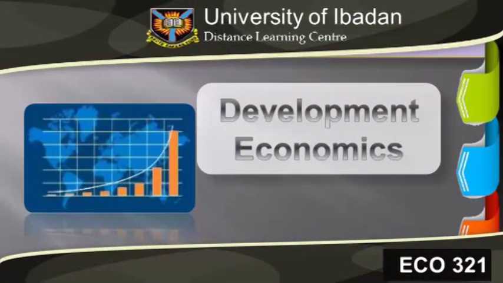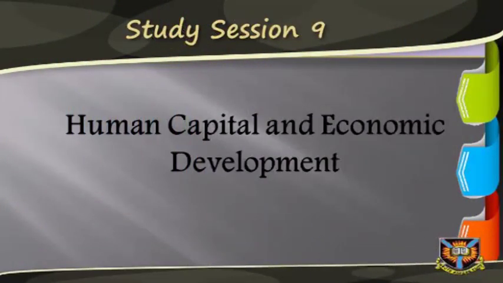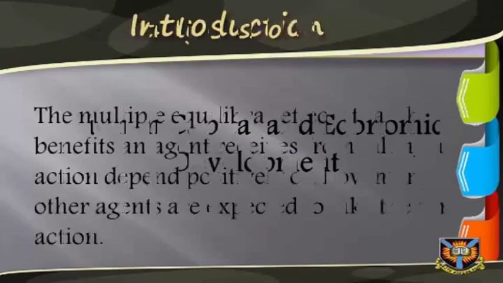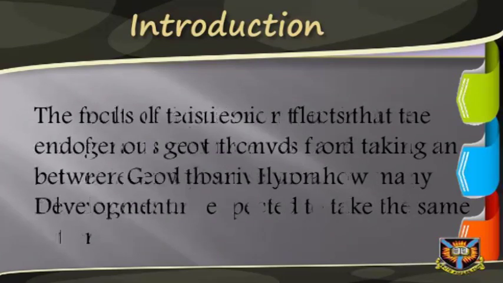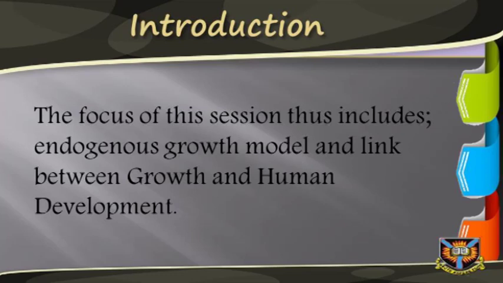Welcome to ECO 321, Study Session 9, Human Capital and Economic Development. Introduction. The multiple equilibria reflect that the benefits an agent receives from taking an action depend positively on how many other agents are expected to take the same action. The focus of this session thus includes the endogenous growth model and the link between growth and human development.